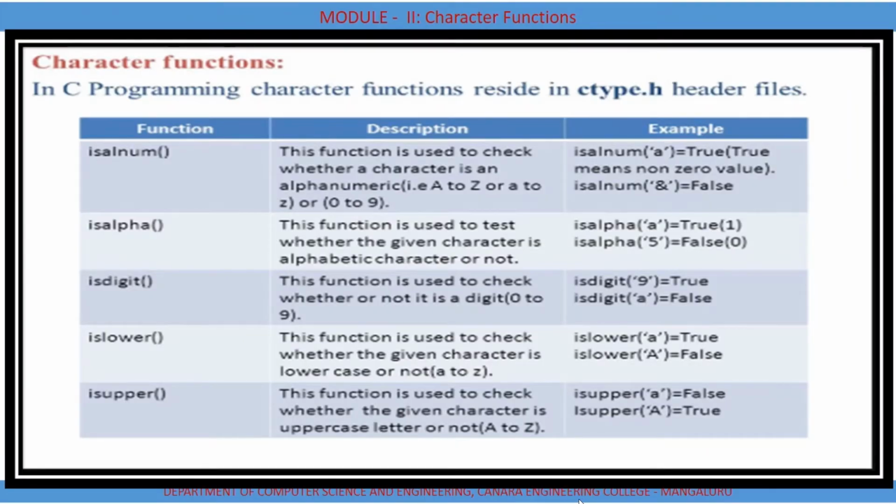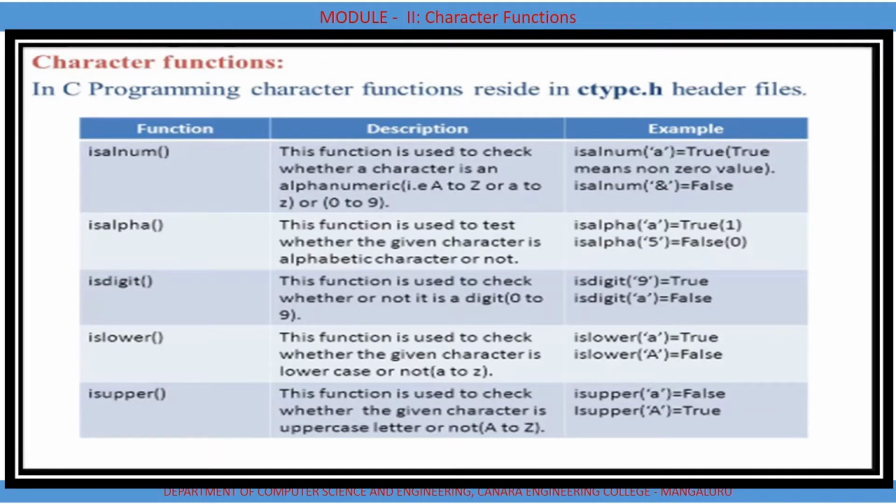C provides a set of built-in character functions, which are used to perform operations on characters. All of these character built-in functions reside in the header file ctype.h. So we need to include this header file ctype.h in the program in order to use these built-in functions. Now we'll see each of these built-in functions one by one.